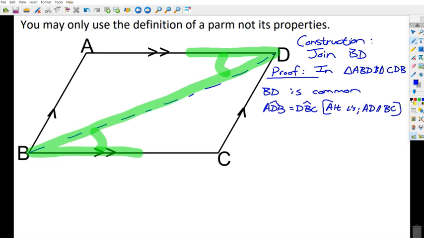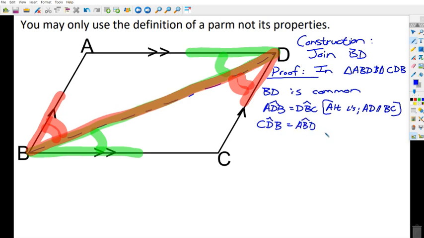Anything else there? Yes, of course. We've got the other alternate angles there. So that over there is equal to that over there. Now we can say that angle CDB is equal to angle ABD, and we can say alt angles again, and the parallel lines there are AB parallel to CD. Awesome.